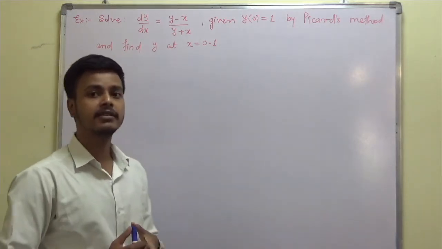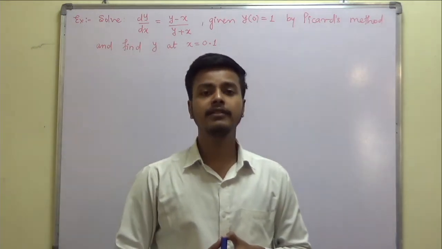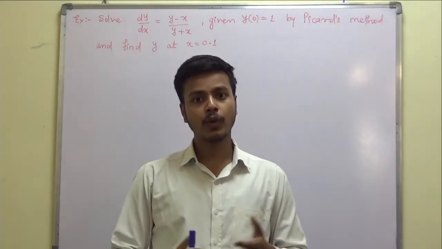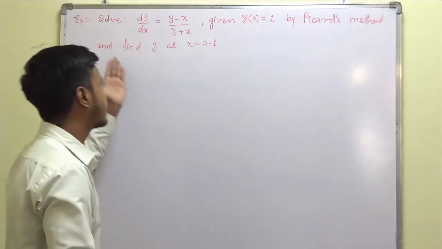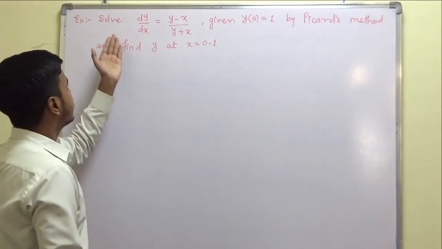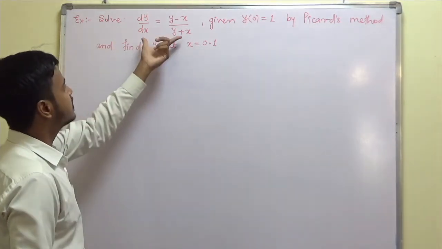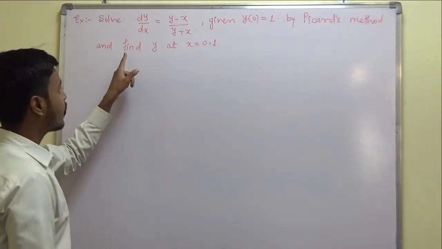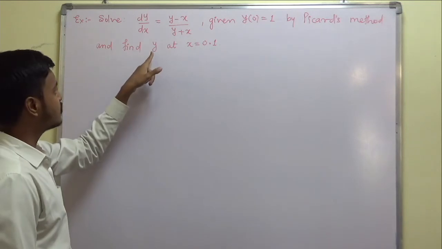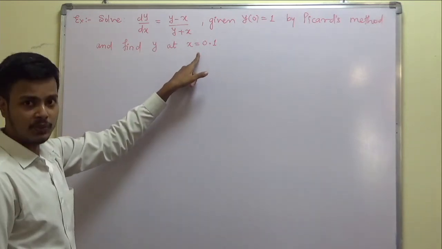And in this learning video, we are going to solve one more problem on Picard's method. Okay, so let us see what this problem is. The problem says we have to solve this initial value problem by Picard's method, and also find y at x is equal to 0.1.